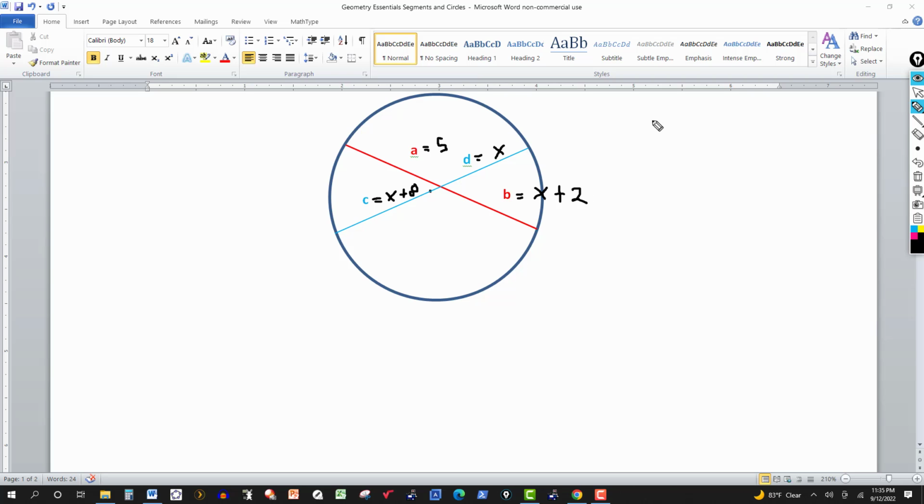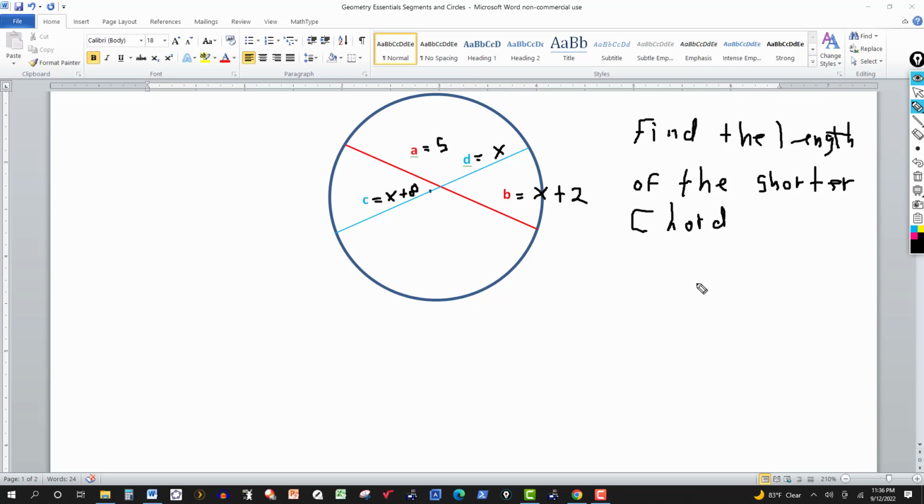And here they want you to find the length. So we want to find the length of the shorter chord. Now notice some of these are given in terms of X. So in order to do that, we have to solve the equation for X. So let's set it up.